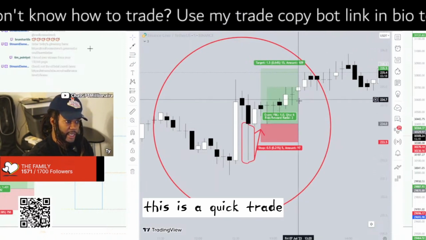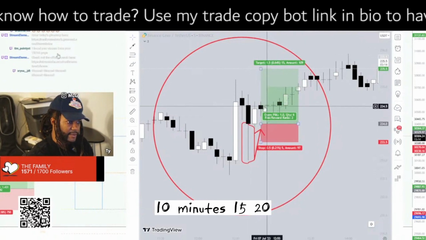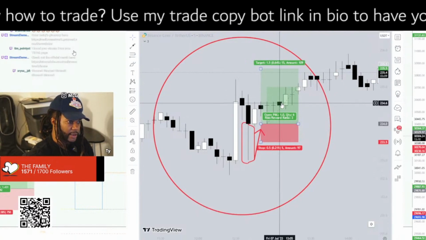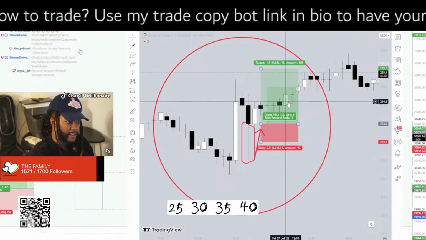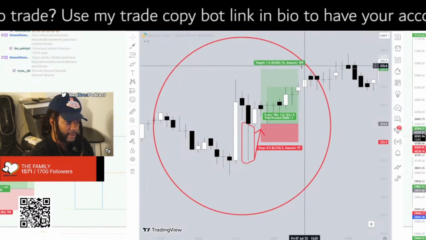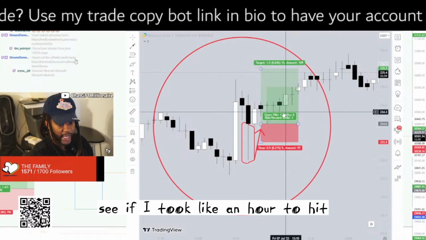This is a quick trade. As soon as you saw the rejection, it took 5 minutes, 10 minutes, 15, 20, 25, 30, 35, 40. It hit at around 50 minutes. So it probably took about an hour to hit.